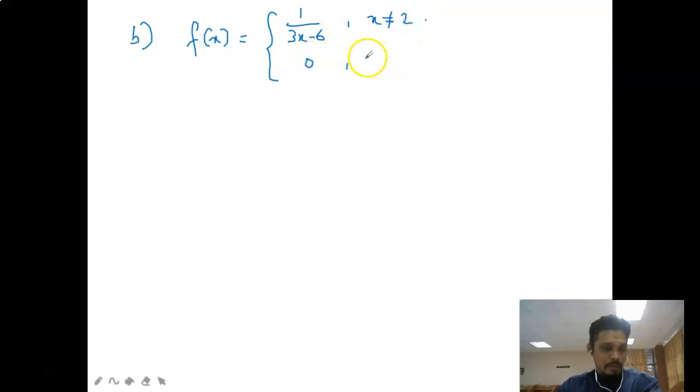Okay. B, f(x) equal to 1 divided by (3x minus 6), where x cannot be equal to 2, and 0 when x equal to 2, and the point at x equal to 2. Okay, we're going to sketch the graph again.